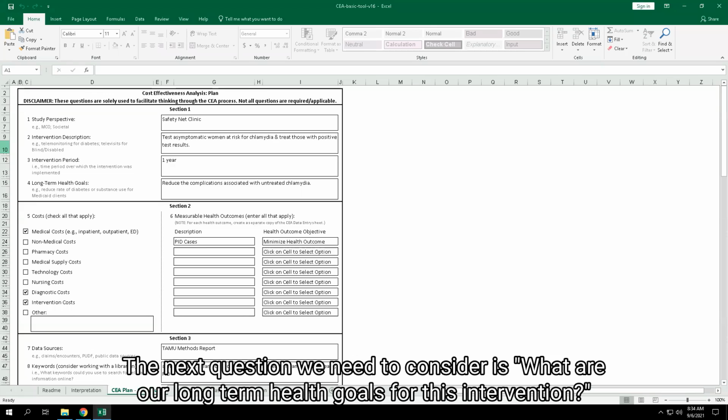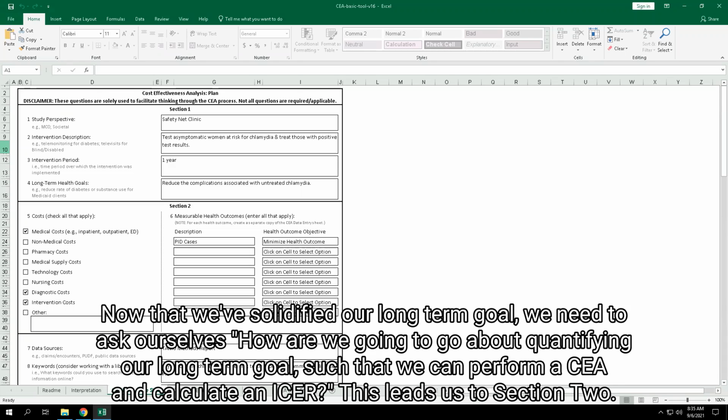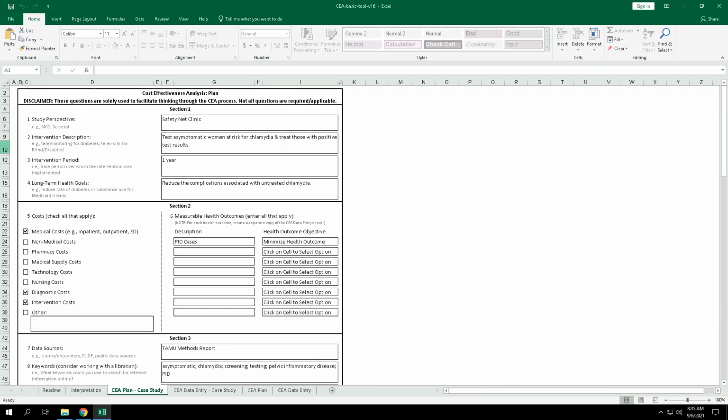The next question we need to consider is, what are our long-term health goals for this intervention? For the clinic, it could be that they want to reduce the complications associated with untreated chlamydia. Now that we've solidified our long-term goal, we need to ask ourselves, how are we going to go about quantifying our long-term goal such that we can perform a CEA and calculate an ICER? This leads us to section 2.